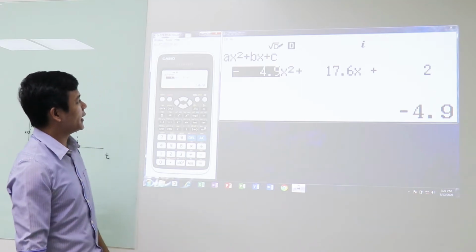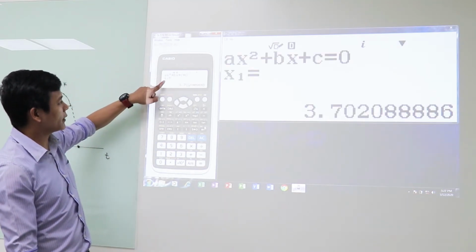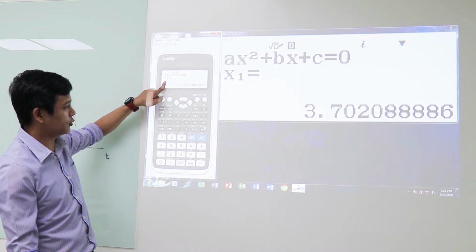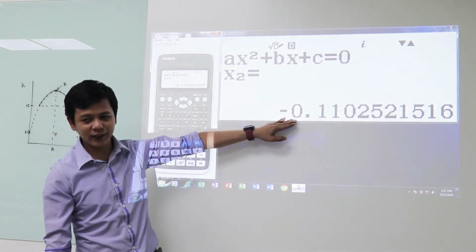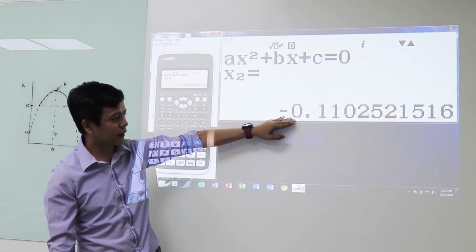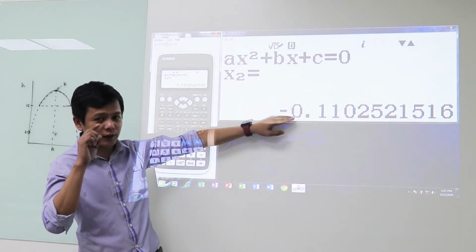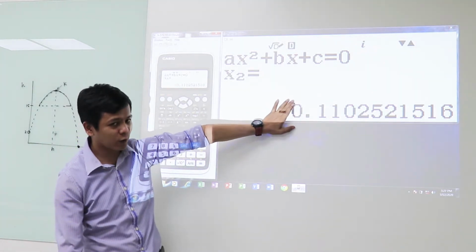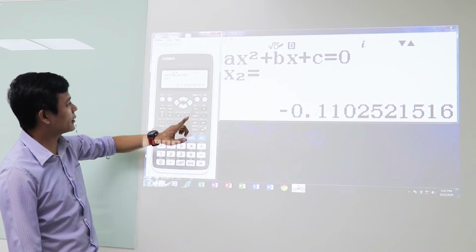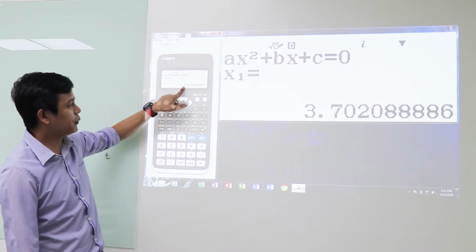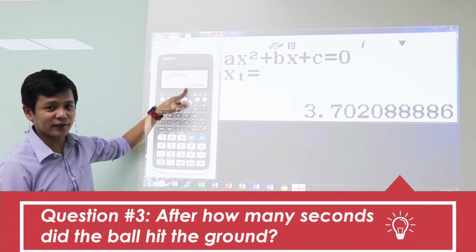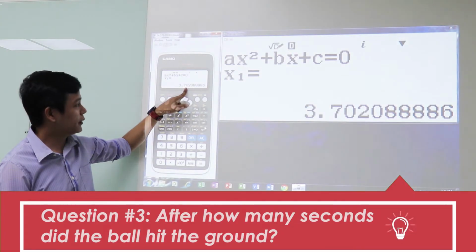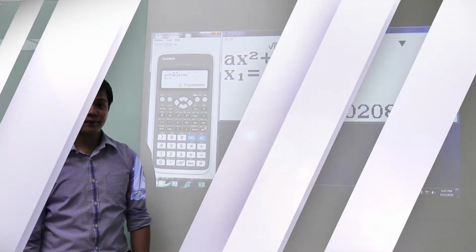So the answer for that is, looking back at x sub 1 and x sub 2, of course, we don't have negative time, because the ball starts, or the first height of the ball is at 2 meters. And this is not what we need. So the ball hit the ground after 3.7 seconds. So that's the answer for question number 3.